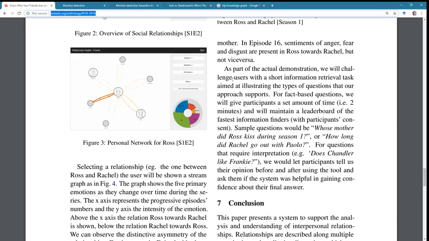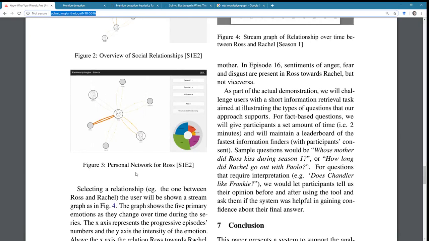As part of the actual demonstration, we will challenge users with a sort of information retrieval task aimed at illustrating the types of questions that our approach supports. For fact-based questions, we will give participants a set amount of time, i.e. 2 minutes, and will maintain a leaderboard of the fastest information finders with participants' consent. Sample questions would be, whose mother did Ross kiss during season 1? Or, how long did Rachel go out with Paolo? For questions that require interpretation, e.g. does Chandler like Frankly, we would let participants tell us their opinion before and after using the tool and ask them if the system was helpful in gaining confidence about their final answer.